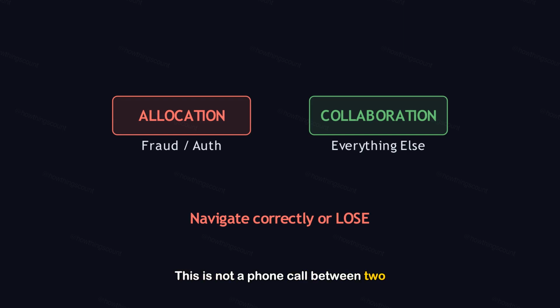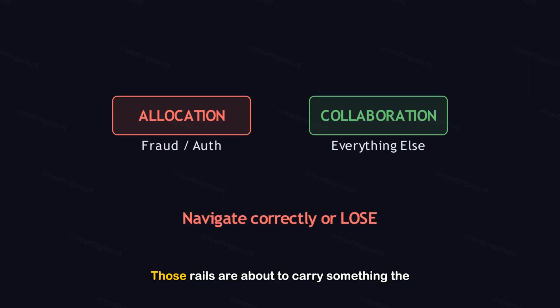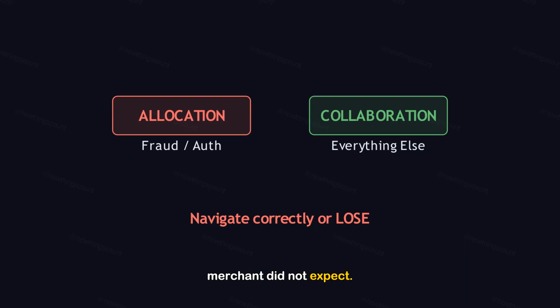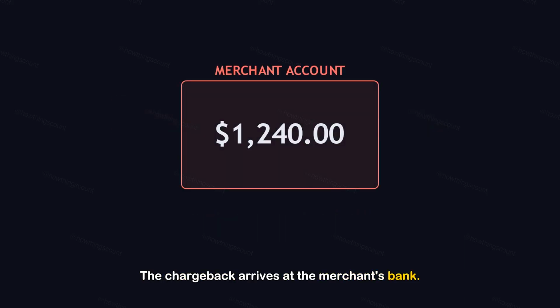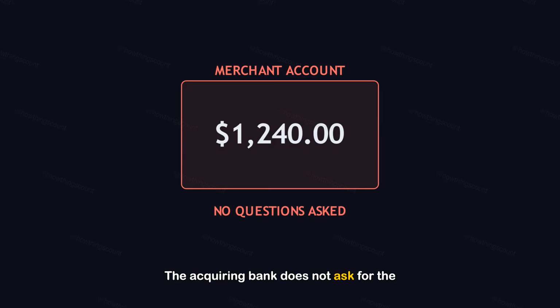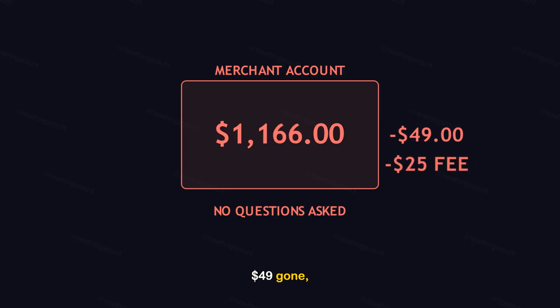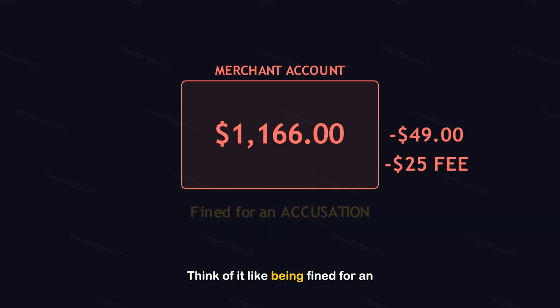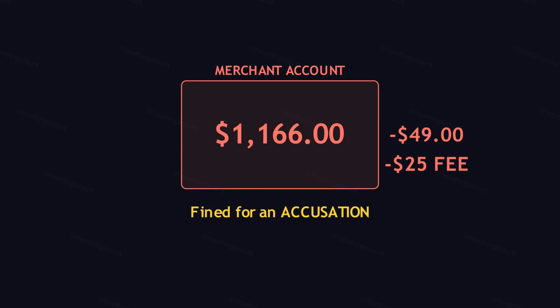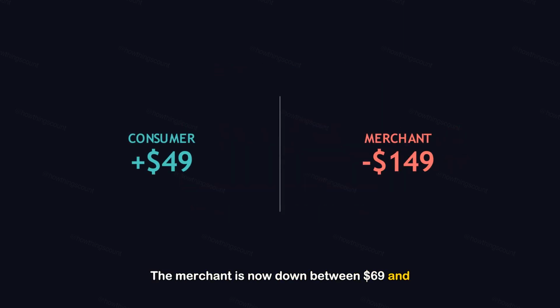This is not a phone call between 2 people. This is a message routed through the card network's dispute infrastructure. Those rails are about to carry something the merchant did not expect. The chargeback arrives at the merchant's bank, the acquiring bank. The merchant's day gets worse. The acquiring bank does not ask for the merchant's side of the story first. It debits the merchant's account immediately. $49 gone, plus a chargeback fee, $20 to $100, non-refundable, even if the merchant eventually wins. Think of it like being fined for an accusation, not a conviction. The merchant is now down between $69 and $149, and the investigation has barely started.